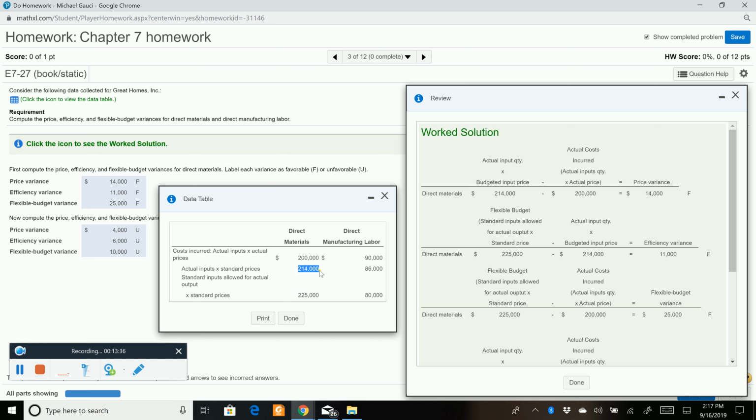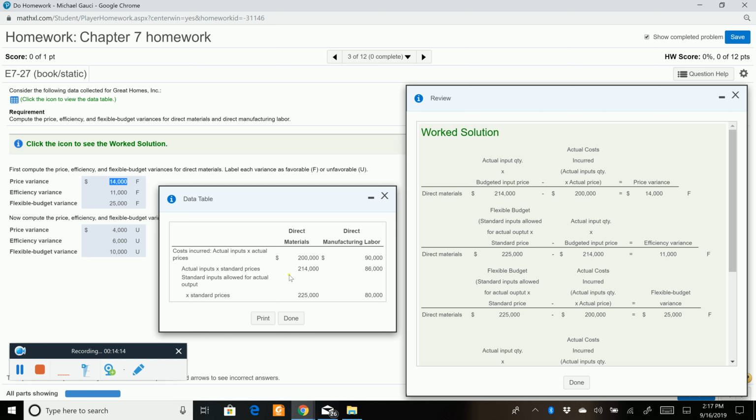In this case, that's $214,000. So if we compare the $214,000 to the $200,000, the difference is $14,000. The reason these two numbers are different is that they're both taking the actual inputs, but the difference is the price. With the actual price, you got $200,000. With the standard or budgeted price, you got $214,000. That is a $14,000 price variance. And because using the actual prices came in lower than the standards, it's called a favorable variance.